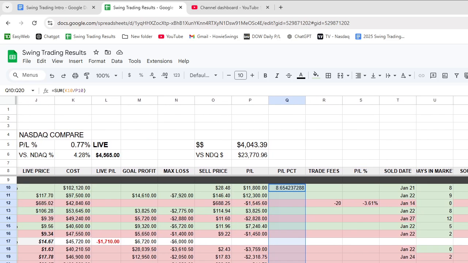Over here we've got the trading fees, which are just going to be like 10 bucks each way. So I'm going to put minus $20 for one of my trades. Again, I talked about this a little bit, the sold date, the days in market. So these are all things.